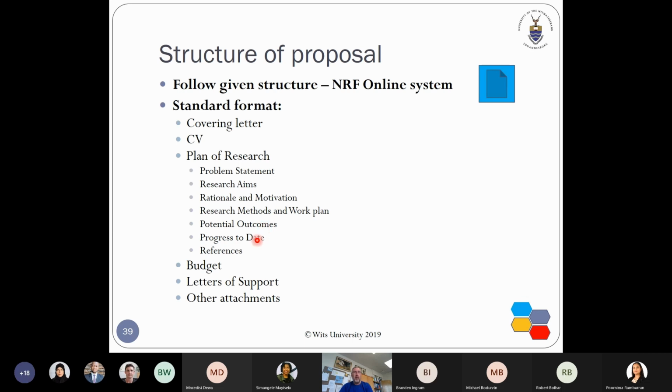Progress to date, remember Robert was talking about pilot studies. That's what you put there. References, budget, letters of support. Remember I was talking about your ethics certificate can go there, or the head of the school who's doing the researching can attach that, and any other attachments that you want.